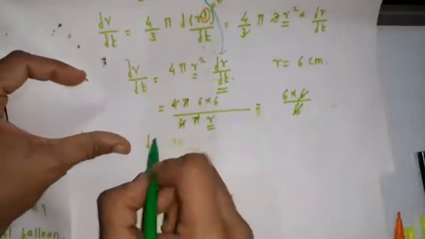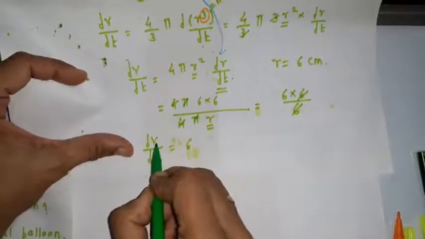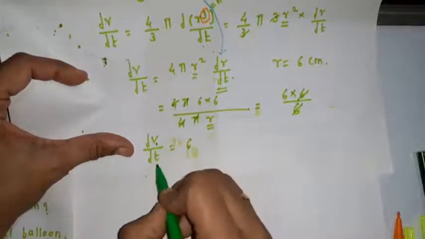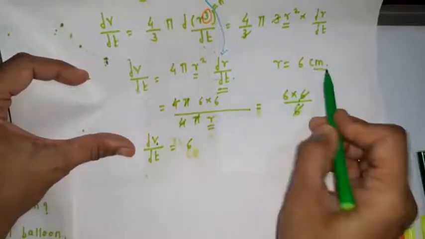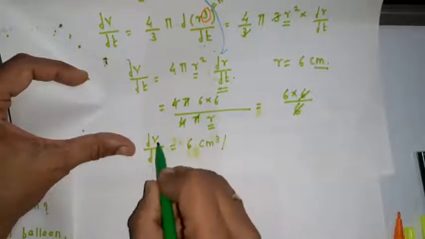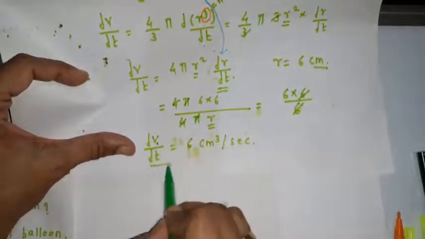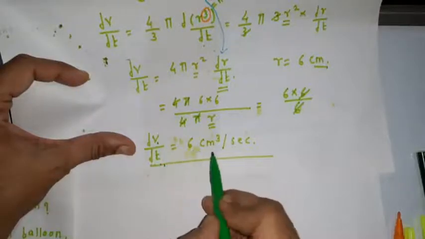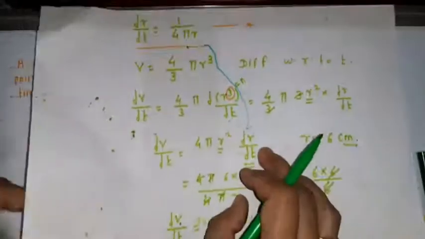And here we will get dv by dt equal to 6. But v is the volume, dv by dt means volume upon time, and therefore the unit of this dv by dt is cubic centimeter per second, because the radius is in centimeters, so volume is in cubic centimeter, and time is in seconds. Therefore dv by dt, the rate of increasing volume, is 6 cubic centimeters per second. Okay students, in this way we have solved this problem.